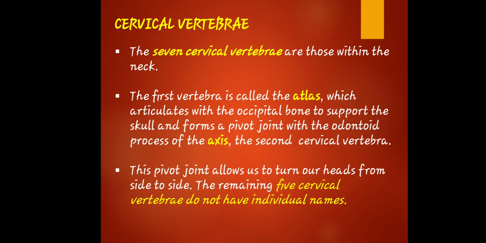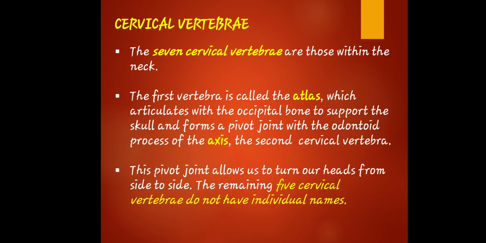So how can we tell the differences between atlas and axis? The key difference is that the atlas vertebra is the topmost vertebra which holds the skull, while the axis vertebra is the second topmost vertebra which provides an axis to rotate the skull and atlas vertebra when the head moves side to side. So that is the difference between atlas and axis. Always remember that atlas is the topmost and axis is the second topmost vertebra.